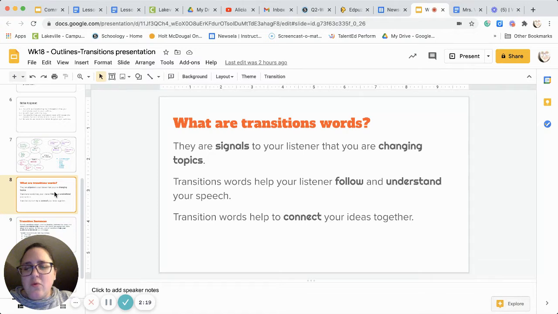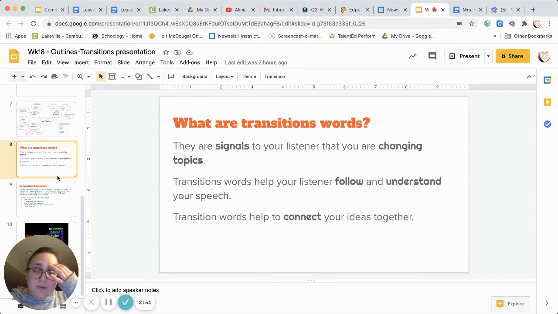So here we go. So what are transition words? Well, transition words are signals to your listener that you're going to change topics. Okay, transition words help your listener to follow and understand your speech. It's not going from one topic to the next topic to the next topic and feeling completely disconnected. The goal here is to make sure that they follow each other and your listener or your reader is going, oh, they're going to change topics because they've now used a transition word. Transition words also help to connect your ideas together, which is really important because, like I said, you don't want your ideas just to live out there in space all by themselves. You want them to connect to each other.